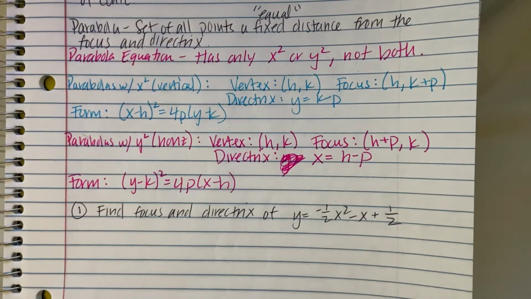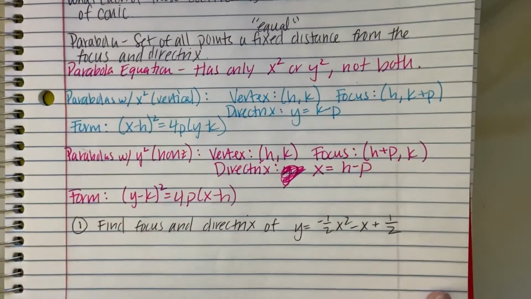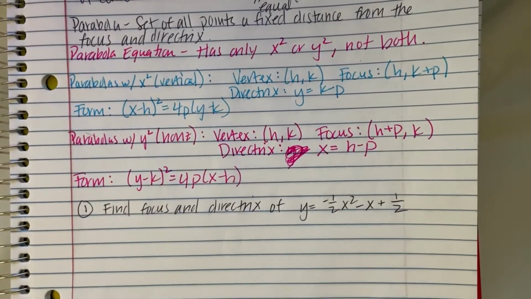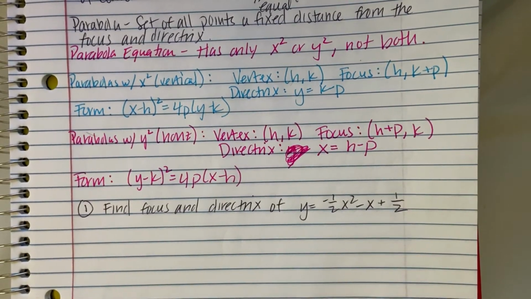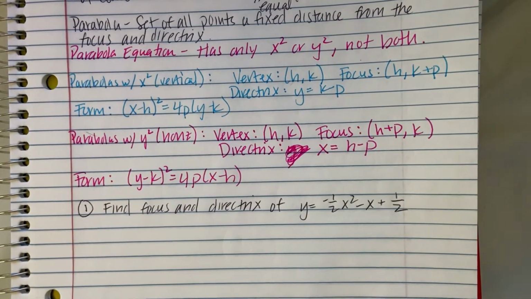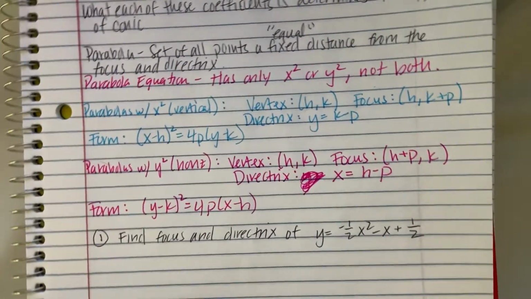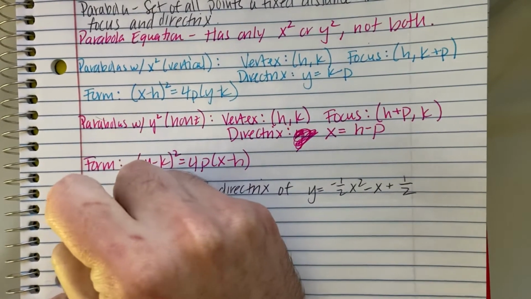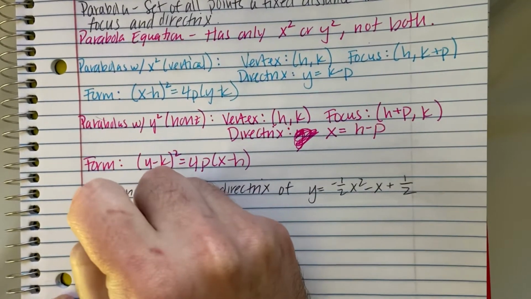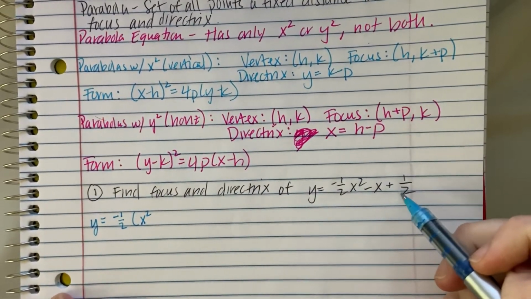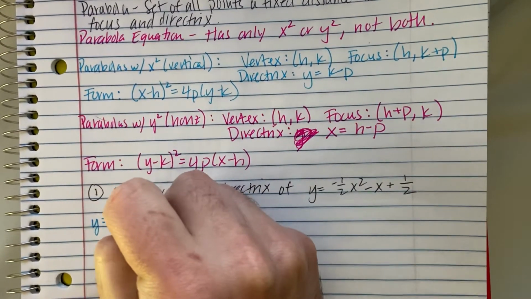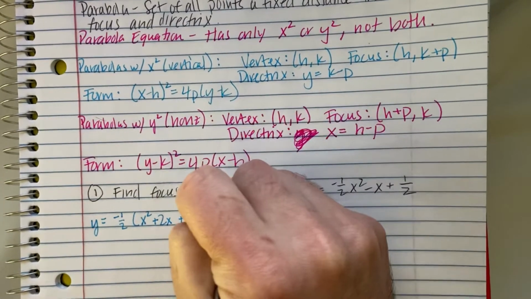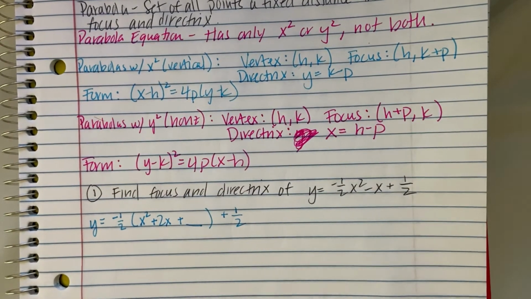It says, find the focus and directrix for the parabola y equals negative 1/2 x squared minus x plus 1/2. The first thing you're going to do is the same thing you would do to get this into vertex form, which means you will factor out the a so you can complete the square. So y equals negative 1/2 times x squared. Remember, this is going to factor out of everything. Then it'll be plus 2x, plus a blank, and we'll leave the plus 1/2 on the outside because we don't need that for completing the square.